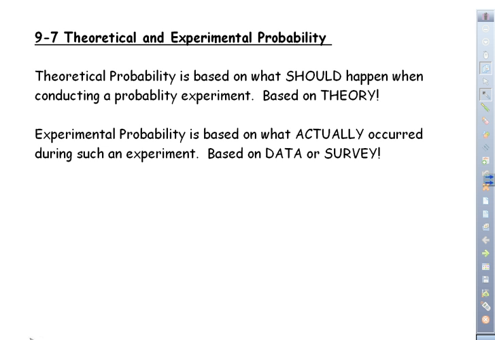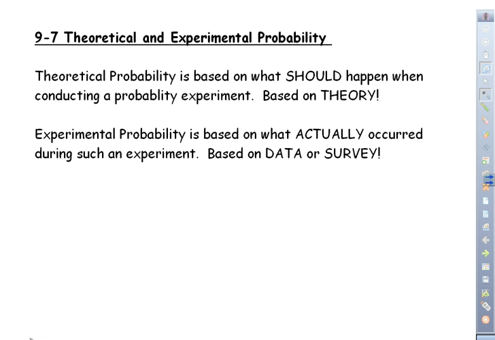Theoretical probability is based on what should happen when conducting a probability experiment. Basically, it is based on theory. There is no data backing that information up. So what we have done up to this point was theoretical probability.